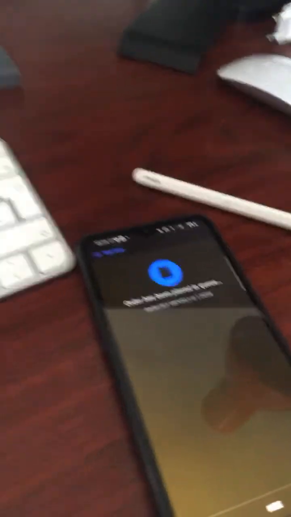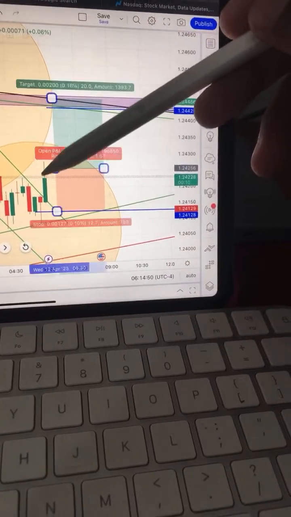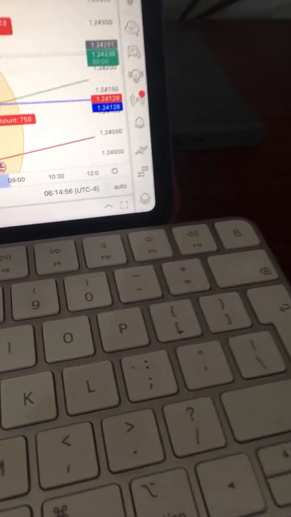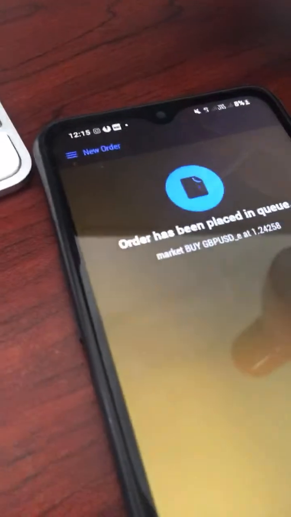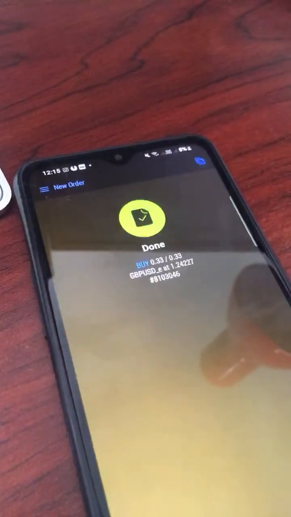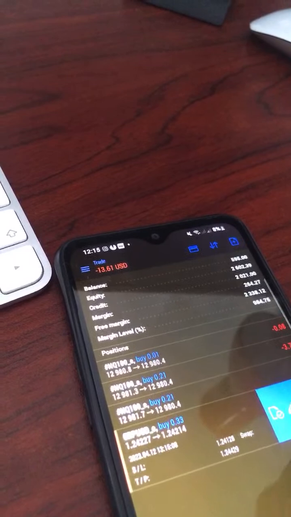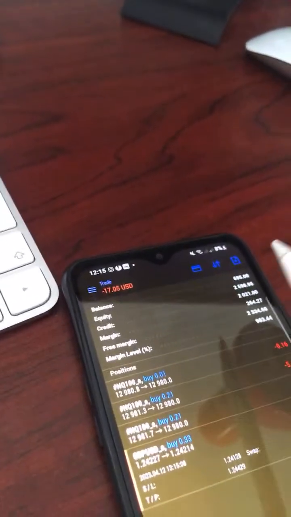So right now I will hold this Gbpusd. I entered here. This is where I entered. Let me turn on my Wi-Fi. Buy Gbpusd. Yeah, so let me hold for now. This is my Gbpusd. All I have to do is to hold.